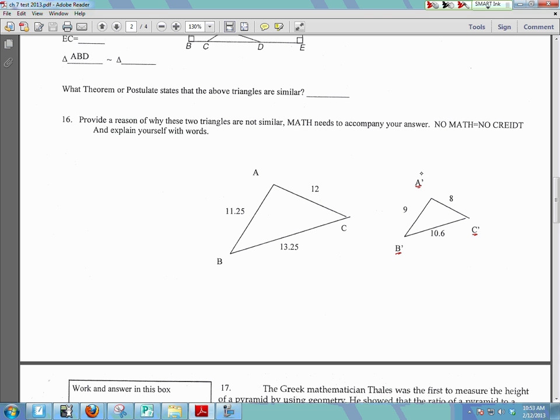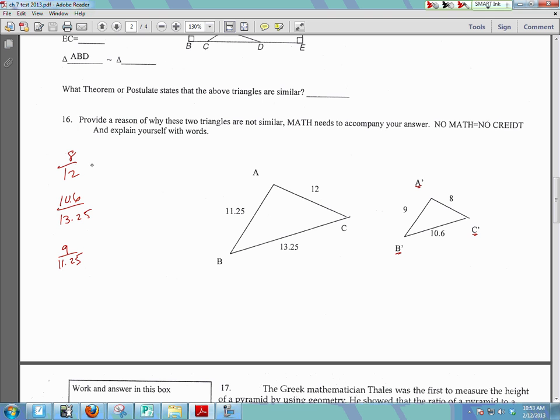But the way I name these, and I talk to you in class, they will never name them with A and A prime, and B prime, and C prime, if they don't want A, B, and C to match up with A prime, B prime, and C prime. So they're saying angle A should match up with angle A prime, B to B prime, and C to C prime. So what you should have done is you should have said, 8 compares to 12, 10.6 compares to 13.25, and 9 compares to 11.25.